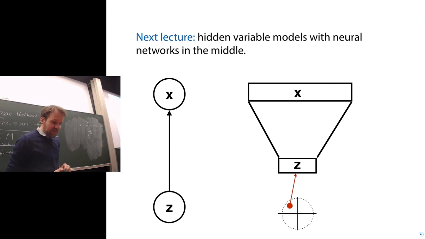So that's basically all I had for you. Next lecture, we are going to talk about many things, but amongst others, hidden variable models with neural networks in the middle. So if you have some complicated neural network with an input Z and an output X, you sample a random input Z, then you get a probability model. And the question is, how do you fit that probability model, which has all the power of all these big neural networks, to your data? And that's what we're going to talk about next week on Monday.